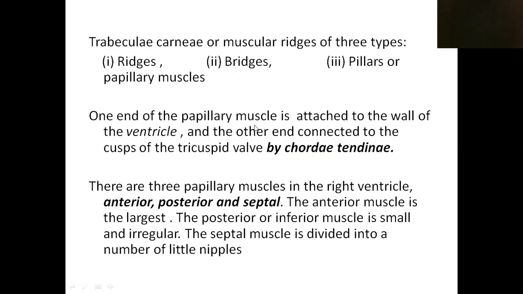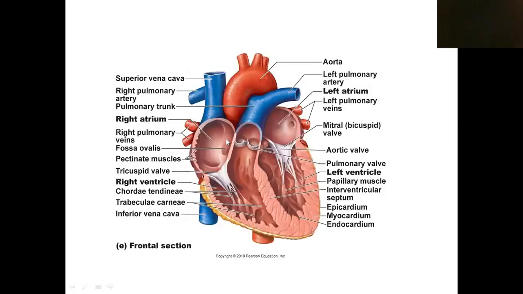Then one end of the papillary muscle is attached to the wall of the ventricle. The other end is connected to the cusp of the tricuspid valve by chordae tendineae. So what is meant by that? See, this right atrium, which communicates with the right ventricle, that opening is known as the right atrioventricular orifice. That orifice is guarded by the tricuspid valve. See here in this diagram, we can see one cusp, this white colored area. This cusp is connected to, here we can see papillary muscles, these pillar-like structures.